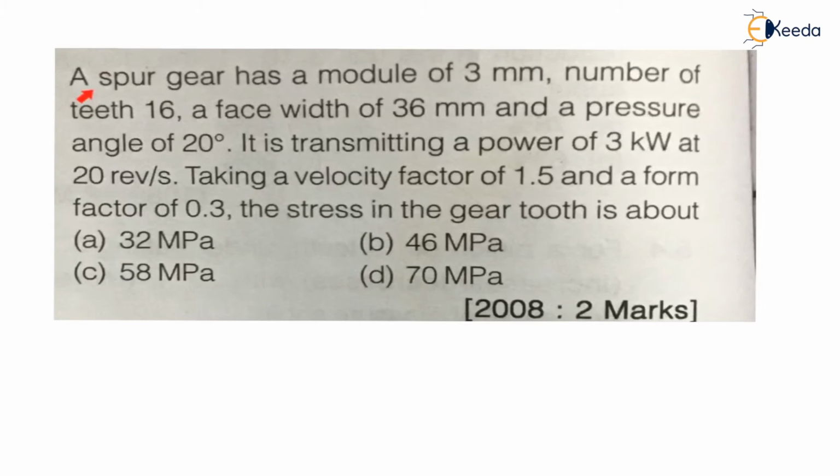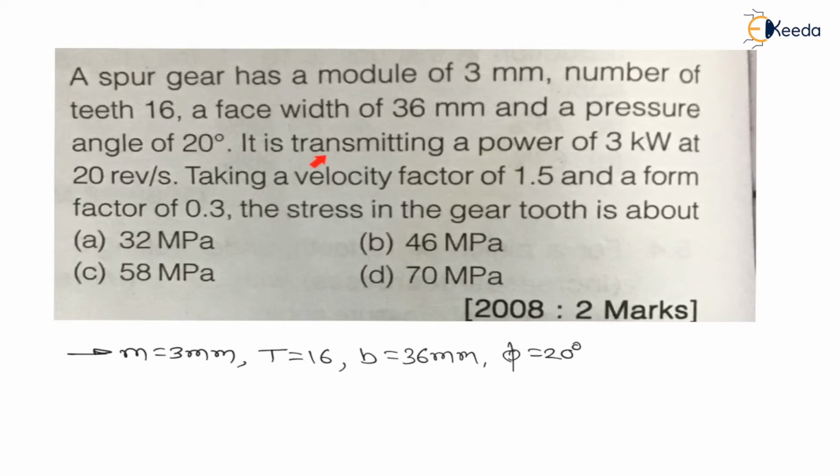The question is, a spur gear has module of 3 mm. Let us write the given data while reading the question. Here module is given 3 mm. Then the number of teeth are 16. Then the face width of 36 mm and pressure angle of 20 degree. Face width means B is equal to 36 mm and pressure angle phi is equal to 20 degree.